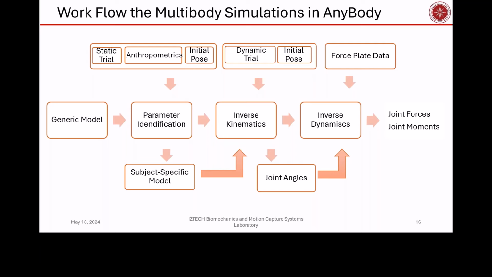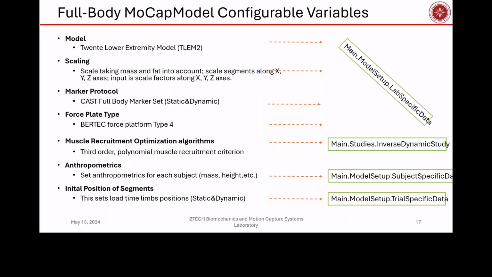In this study, a marker-based full-body motion capture model from the AnyBody model repository is used. The model consists of the upper extremity and the Twente lower extremity model. We call it TLM2. The TLM2 model has 21 degrees of freedom with 11 segments. Each hip joint is modeled as a ball and socket joint, and each knee and ankle joint is represented as a hinge joint. The model contains 169 muscle models.